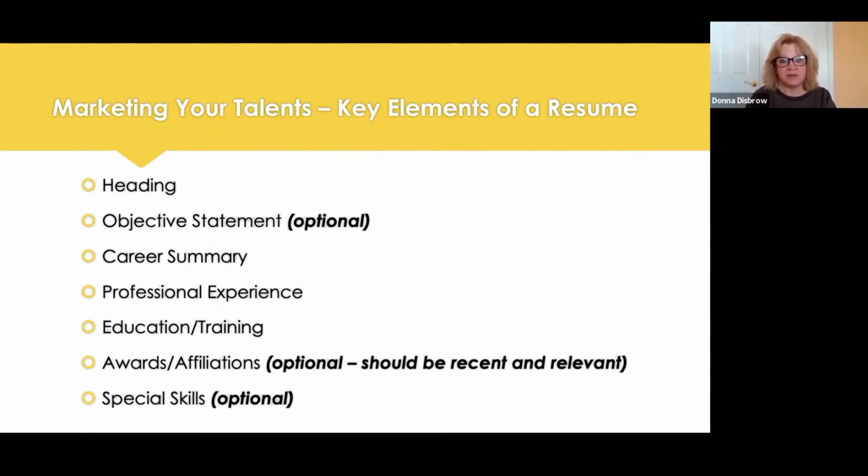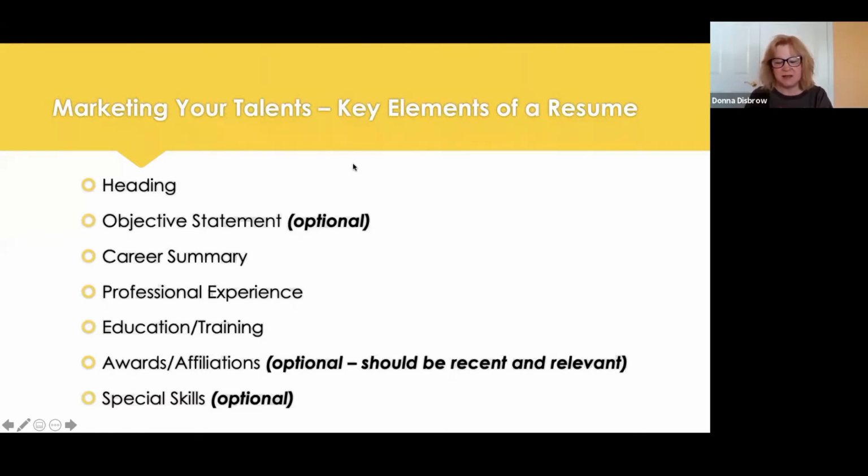Now, I don't believe in objective statements personally, and here's the reason why. I think an objective statement really locks you into a specific position. So for example, if your objective statement was to be a director of finance, unless you're applying for a director of finance, that could really be a little misleading because that title means different things at different organizations. So, there might be an assistant director that you would be perfectly happy with. So I always suggest not to include an objective statement.